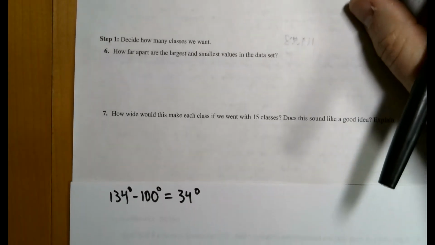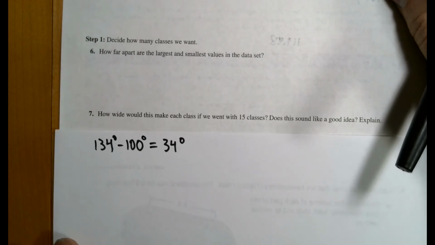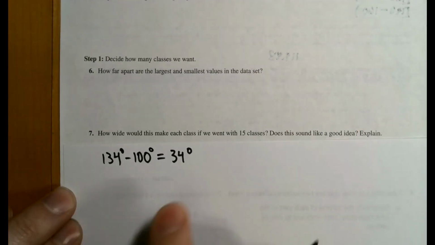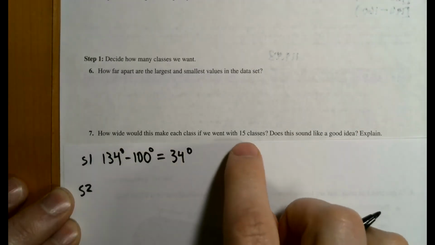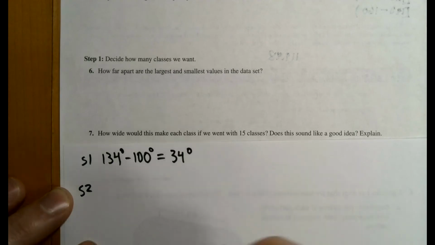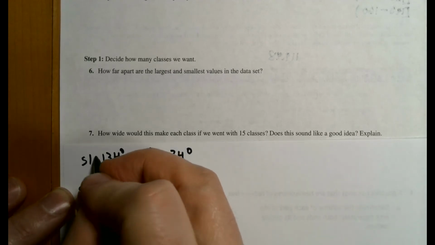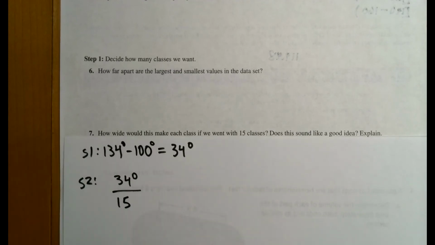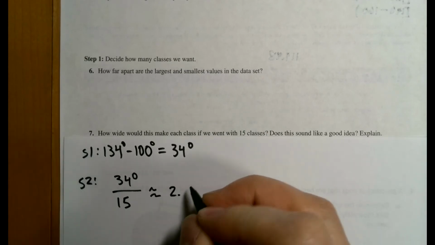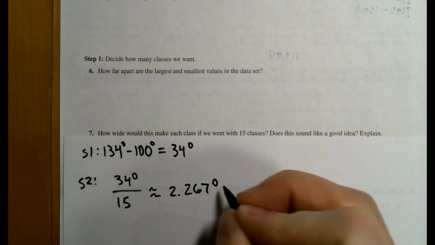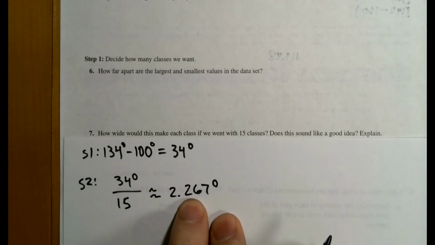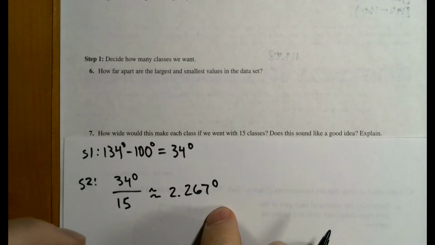That's step one. Step two would be pick a specific amount of classes that you want to create and divide this by the number of classes. So our author says, well, let's pick 15 classes and see what happens when we divide. Is that going to be an appropriate amount of classes to divvy up this data set? So when I divide this, I get a number that's about 2.267 degrees apart.